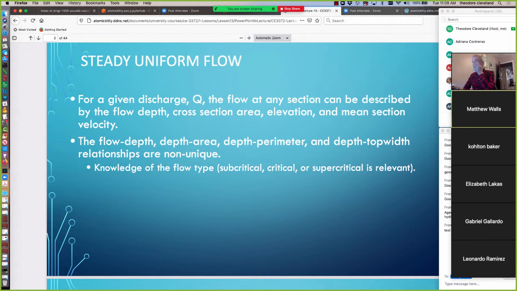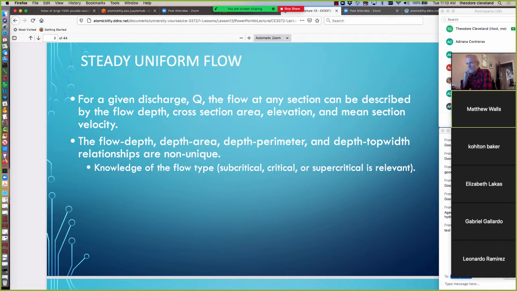For a given discharge, the flow at any cross section can be described by its depth. So how deep is the water, mama? Six feet high and rising. Also the cross-sectional area, which in itself is a function of geometry; the elevation, which actually is what gives us topographic slope; and the mean section velocity, as we defined last time or in prior meetings.